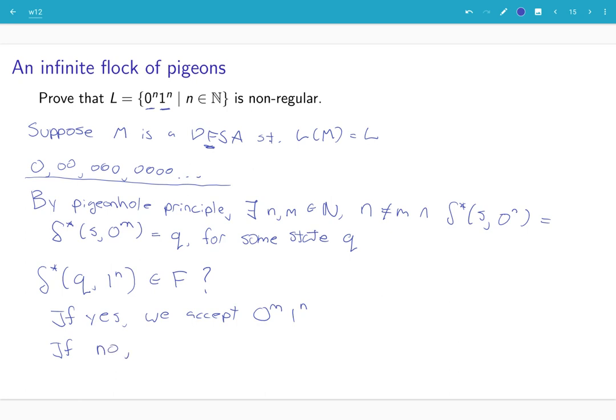But if it's not accepting, we're not doing any better, because we reject 0 to the n, 1 to the n. So both of these possibilities lead to a contradiction. So our assumption that there was a DFSA for this language is wrong. It's not a regular language.